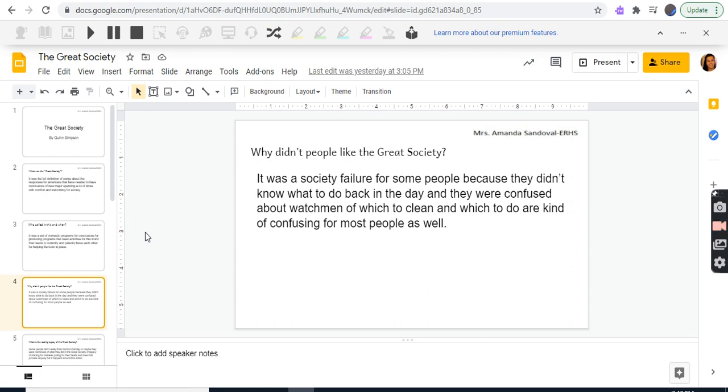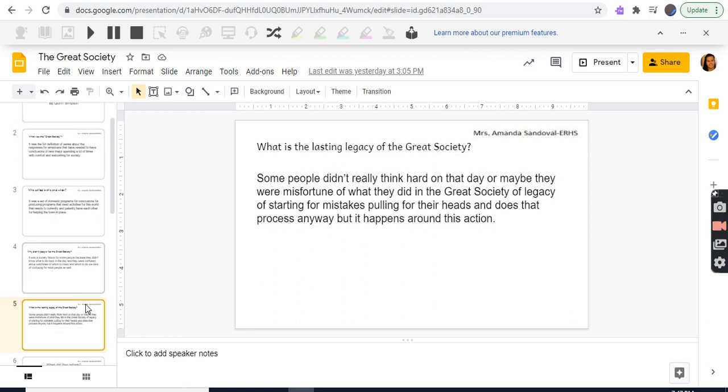Why didn't people like the Great Society? It was a failure for some people because they didn't know what to do back in the day and were confused, which was kind of confusing for most people as well. What is the lasting legacy of the Great Society? Some people didn't really think hard on that day, or maybe they were misfortunate in what they did. The legacy of the Great Society is starting from mistakes anyway, but it happens around his action.